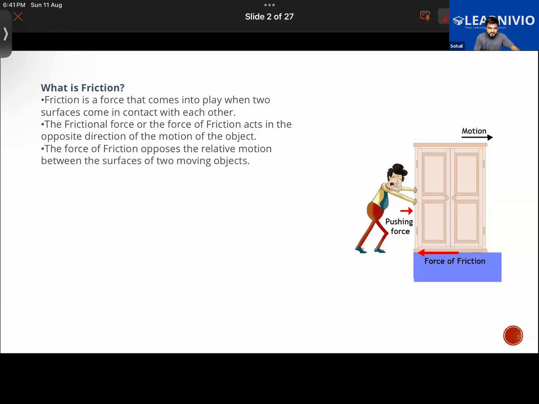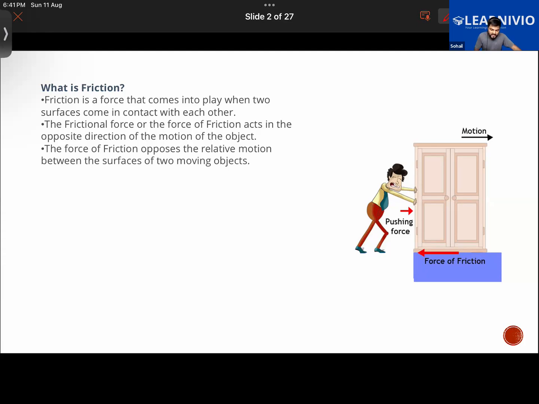Getting it, guys? So this is a force that will come whenever two surfaces are in contact with each other. Either the two objects can both be solid, or one of them can be solid and the other gaseous, or one of them solid and the other liquid. So whenever the surfaces of two objects come in contact with each other, friction will come into action, no matter what the state of the two objects is. It can be solid, liquid, or air.